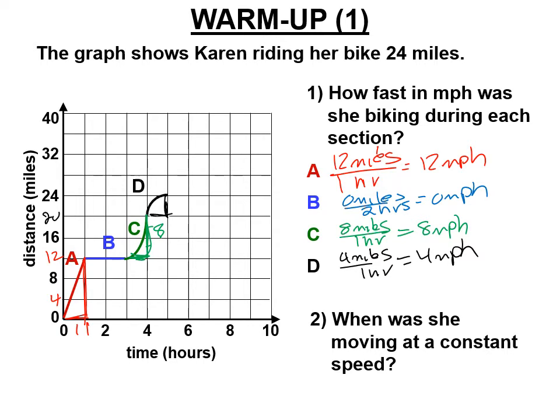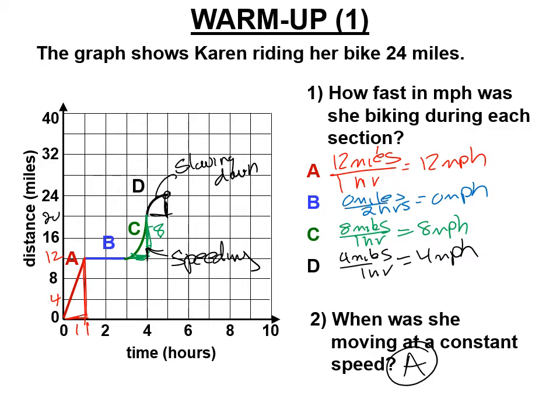When was she moving at a constant speed? Hopefully you wrote section A. She's moving at a constant speed. Just a review: C, that is speeding up. And D, when you're bent that way, is slowing down or decreasing speed.